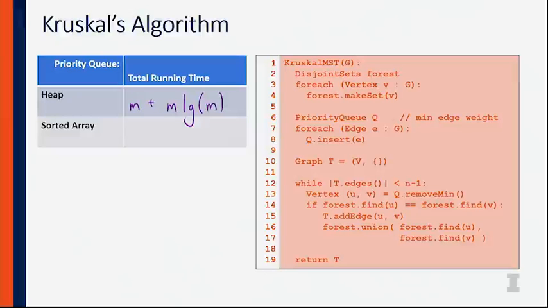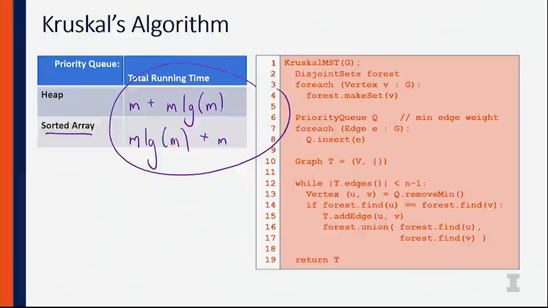On the other hand, a sorted array takes m log m time to sort that array, even though it takes only plus m time to actually travel through every single edge. So notice that the running time of using different structures is either m plus m log m or m log m plus m.